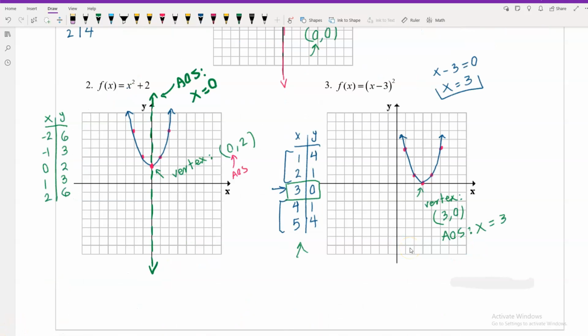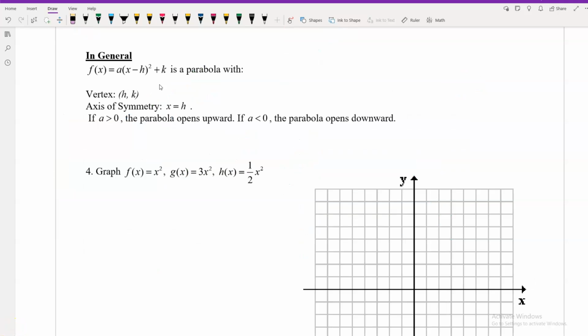So this is our graph, and our graph is upward. In general, f(x) = a(x - h)^2 + k is a parabola with vertex (h, k) and axis of symmetry x = h. What we have here before this power is x - h. So x - h = 0. Solving for x, x is equal to h. So that is the axis of symmetry. If a is greater than 0, the parabola opens upward. If a is less than 0, the parabola opens downward.